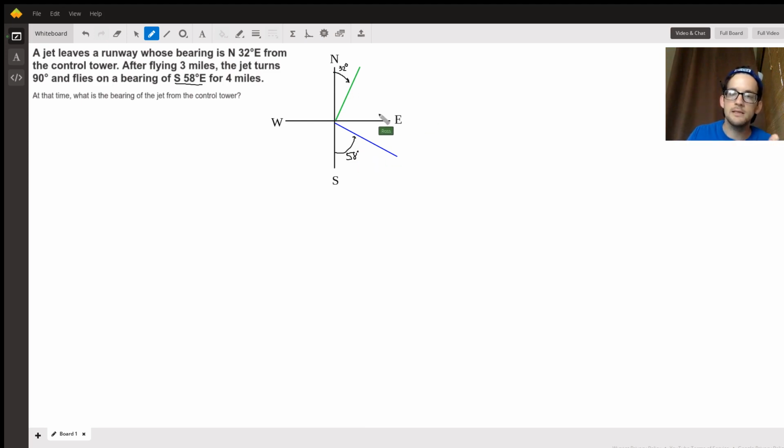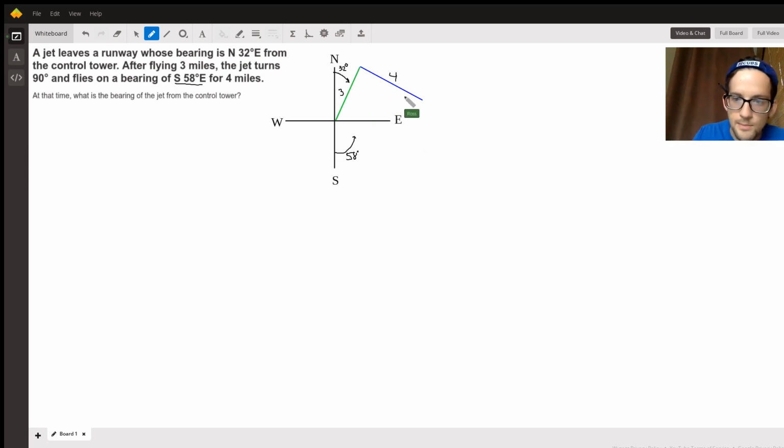The tricky part is that it didn't start at the runway both times, right? Both of my lines start there at the origin. It's telling you that after it traveled 3 miles, so I'm going to add that in here, after it traveled 3 miles in the green direction, it turned 90 degrees and headed in the blue direction. So this blue line shouldn't actually start at the origin. It should start up here where the green line leaves off. And the jet traveled in that direction for 4 miles. So that's our setup here.